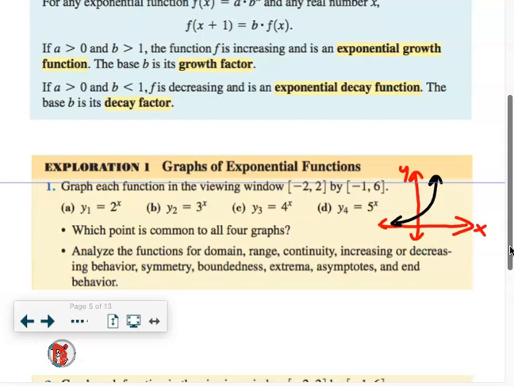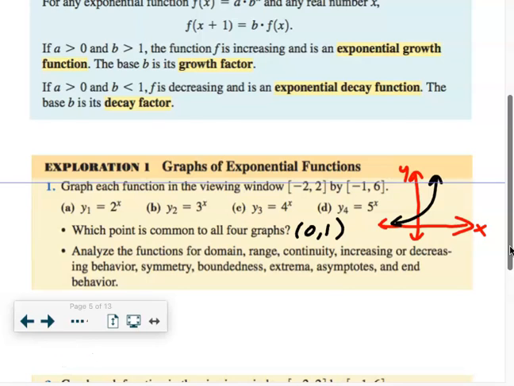So they ask us which point would be common to all 4 of these graphs. And you realize that no matter which one of these you're talking about, it's going to go through 0, a, and a for every single one of these is 1. So for all 4 of those graphs, because they're so basic, they're all going to go through 0, 1.